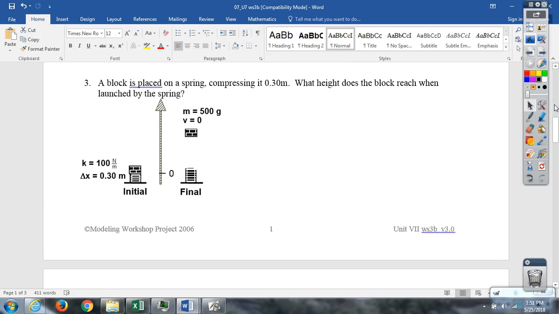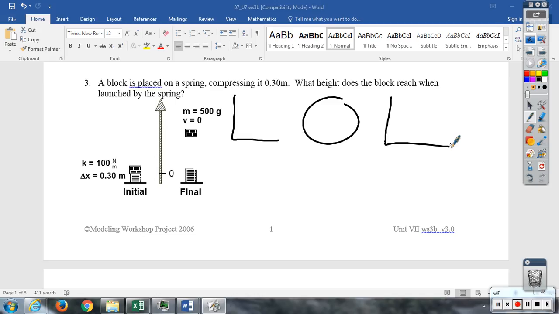Number 3. A block is placed on a spring that's compressed 0.3 meters. What height does the block reach when it's launched by the spring? I'll do a little LOL chart. So again, in no particular order, we're going to ignore air resistance here.